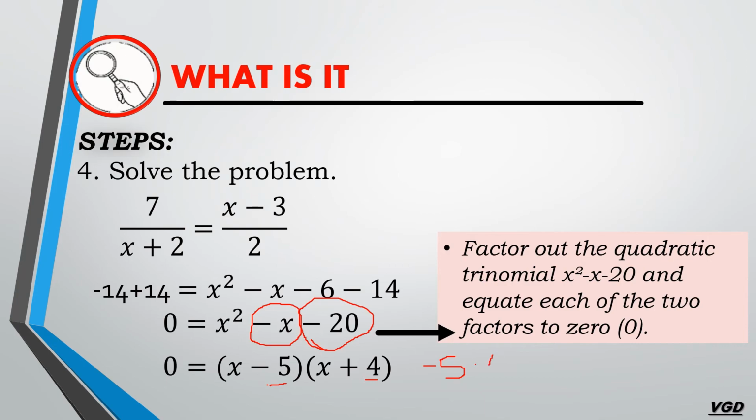As we multiply negative 5 and 4, we get negative 20, and as we add negative 5 and 4, we get negative 1. That's why our factors are negative 5 and 4. We cannot use the other factors of 20 like 1 times 20 or 4 times 5 because they will not equate to negative 1 in the middle term. So take note of that. Be careful of the signs.